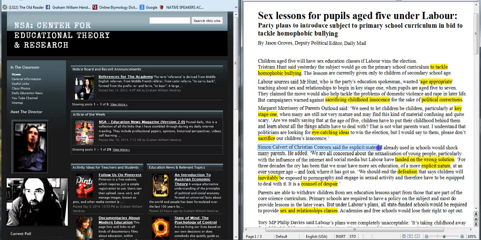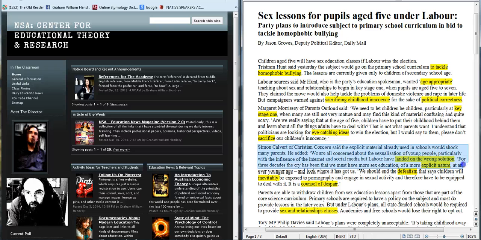Simon Calvert of Christian Concern said the explicit material already used in schools would shock many parents. He added, we are all concerned about the sexualization of young people, particularly with the influence of the internet and social media. Yeah, that's obviously why all magazine shops are full of those kinds of magazines anyway. But Labour, as if children can't see what's on the top shelf, but Labour have landed on the wrong solution. Like a board game, isn't it?